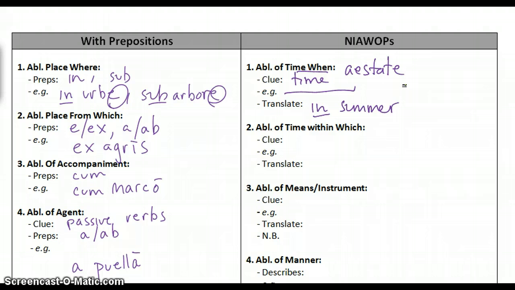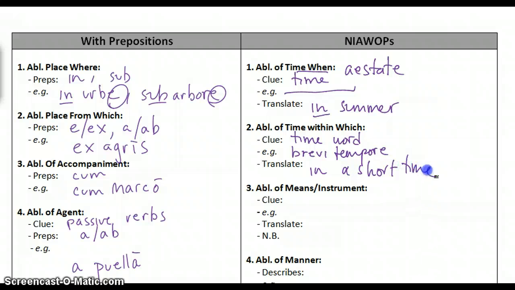We also can express time within which. Now, this is very similar. We also need a time word, just like we had in number 1 in this column. The difference is that it's showing more of a general time period. So an example could be brevi tempore, which translates as in a short time. Again, notice we don't have a preposition in Latin, but we do in English. We add the word in. This is showing the time within which something's happening. It doesn't say exactly when, but it's happening within a short time.